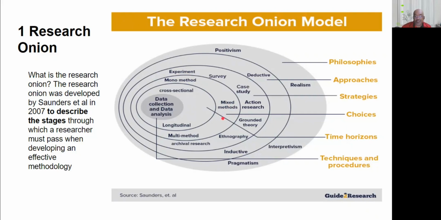The choices. And then you have the circle inside: cross-sectional, longitudinal, and then we go to the topic that we're going to learn this afternoon, which is data collection. So before we can actually go into data collection, we need to go through the different layers of the onion.